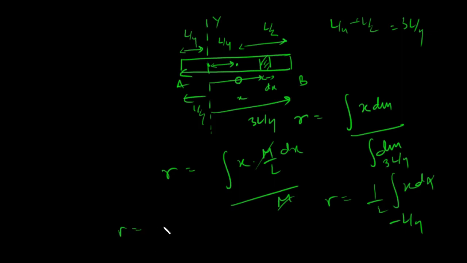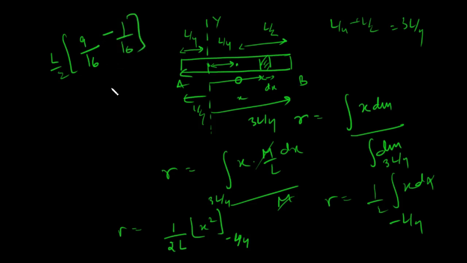What is this? This will be equal to, since x dx is half, 1 by 2L x square, right? This will be minus L over 4 to 3L over 4, right? So L we take out, so this will be L by 2 times 3 3s are 9, 4 4s are 16, minus 1 by 16. This would be 8 by 16, or we can say half. L by 2 times half, which will be equal to L by 4. Alright, so the center of mass is at L by 4 from this axis, and this is positive, so we have to take this, and hence we arrive at a point O.